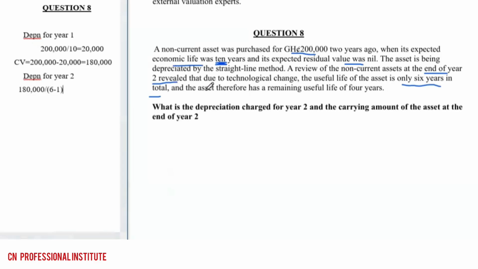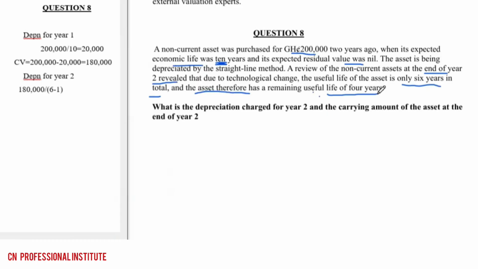Then they said the asset therefore has a remaining useful life of 4 years. So after we are done charging depreciation for year two, the remaining life will be 4 years, because year one we charged one, year two one. So from the beginning of year three, if you are going to charge depreciation, then we divide by 4.